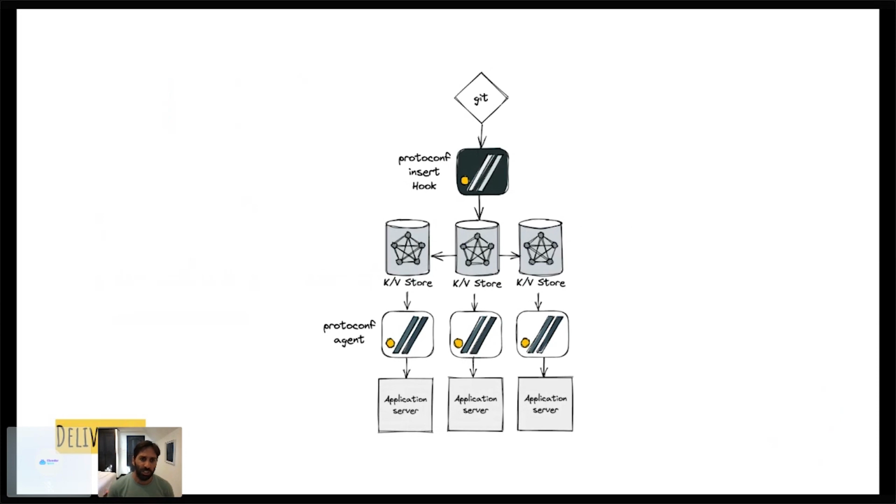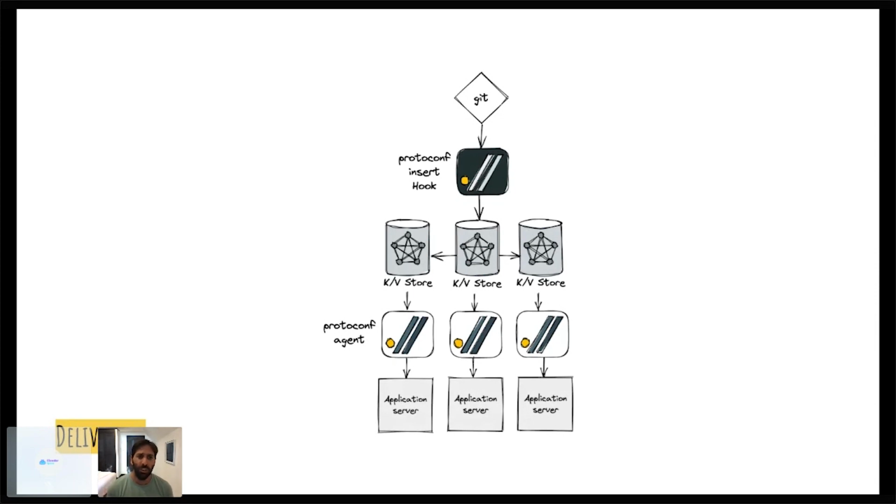This is the suggested deployment model. After everything was merged to main, we will run a Protoconf insert hook that will insert our configuration changes into Consul or etcd or ZooKeeper. These are the supported key-value storages that we currently support. They are all battle-tested software, so you can trust it.